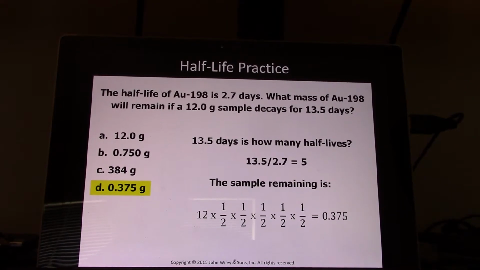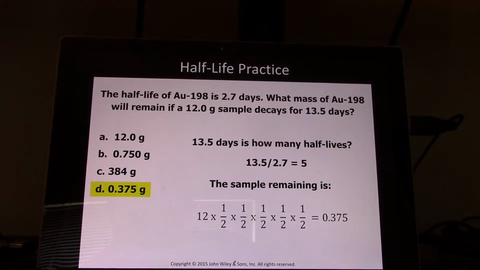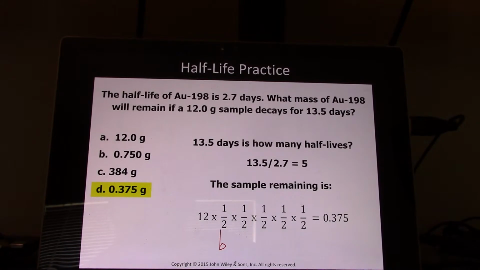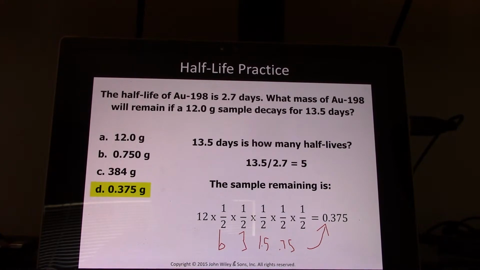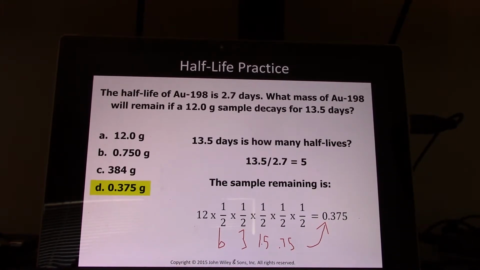So after 1 half-life we have 6 grams. After 2 half-lives we'd have 3. After 3 half-lives we'd be at 1.5. After another we'd be at 0.75. And then after the 5th one we're at 0.375 grams. So every half-life you lose 1/2 of the remaining radioactivity. Notice at each half-life you're losing less because you're starting with less.